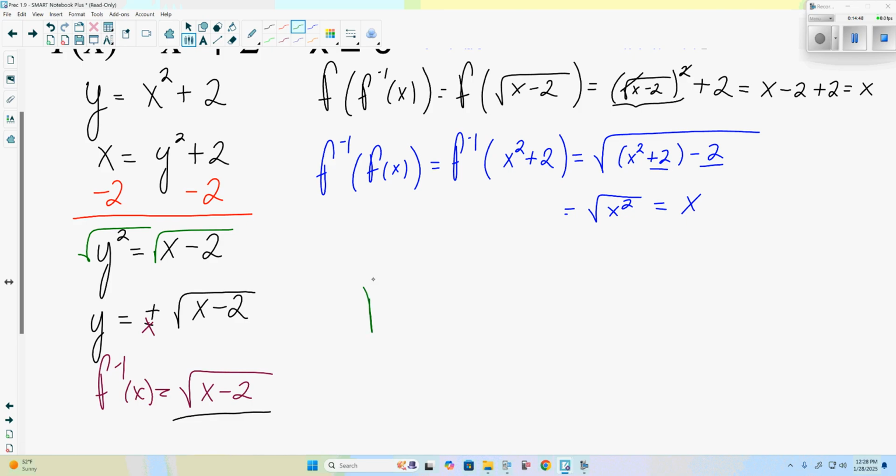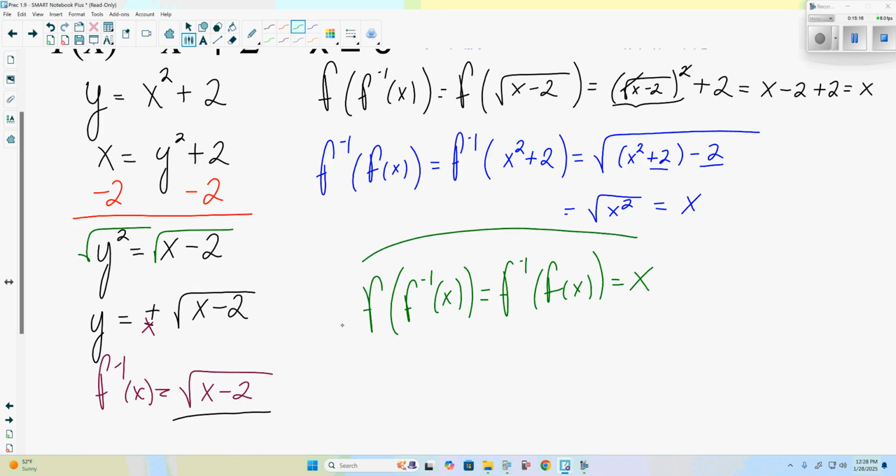which is x, verifying that f of f inverse of x is equal to f inverse of f of x, which is x. Because f of f inverse of x is equal to f inverse of f of x, which are both equal to x, that means that these two are indeed inverses. So that's how we would verify. Questions on this here?